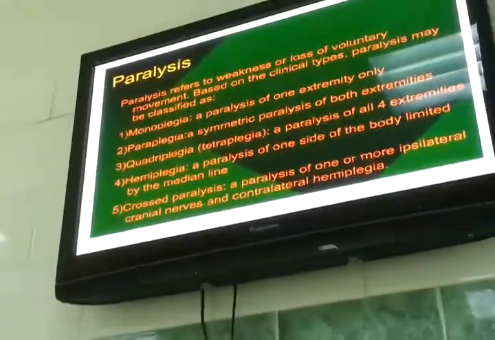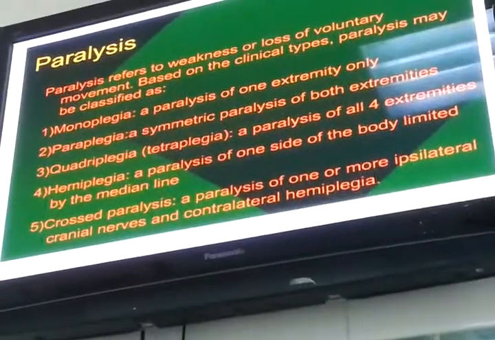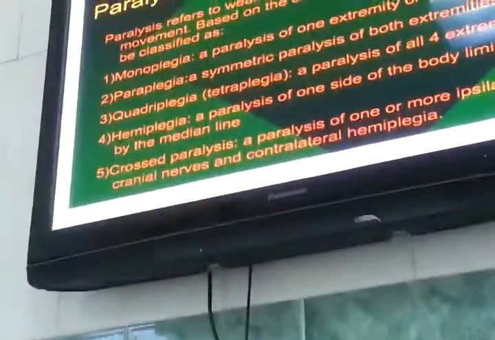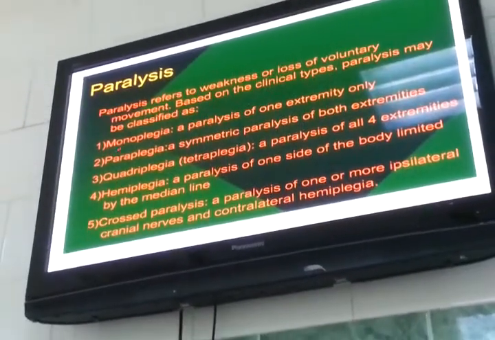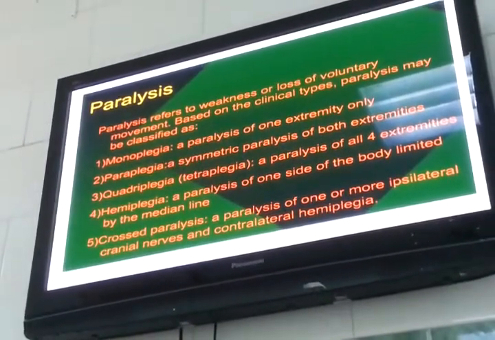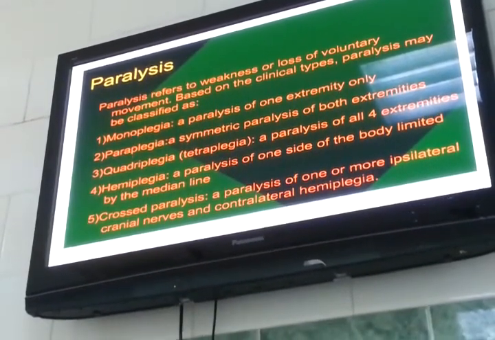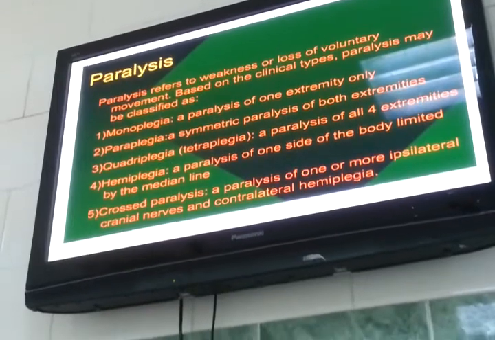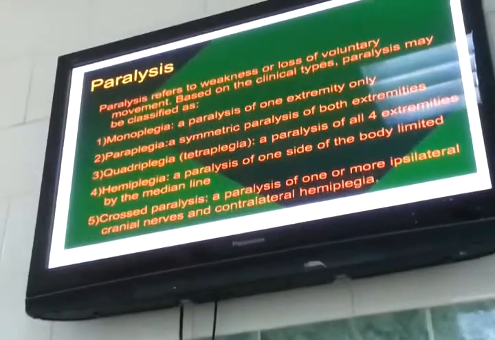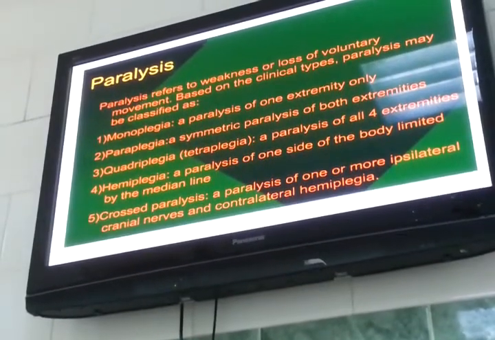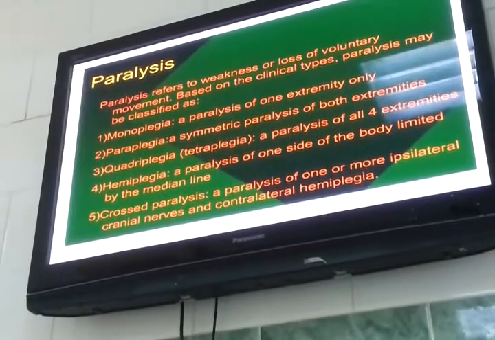Now come to paralysis. Paralysis means weakness and loss of voluntary movement or activity. This paralysis can be divided into different types. One is called monoplegia. Mono means one, so there is an effect on one limb. Paraplegia: two extremities, usually the lower limbs. Quadriplegia: four limbs. Hemiplegia: half of the body, commonly seen in stroke patients.